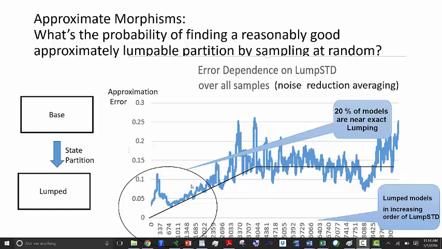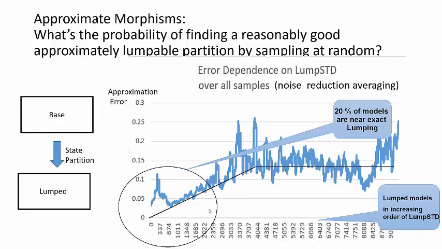We can conclude that within approximation error of 0.1 or so, which is half the background rate that we determined at 0.2, there are about 2,000 pairs out of a total of 10,000. And so the percentage of models that are near exact lumping is about 20%, or fairly high.